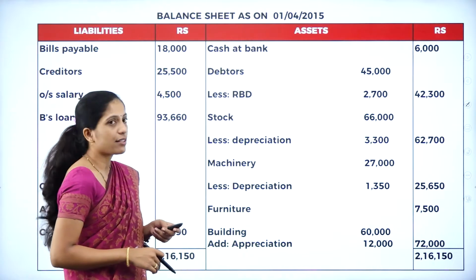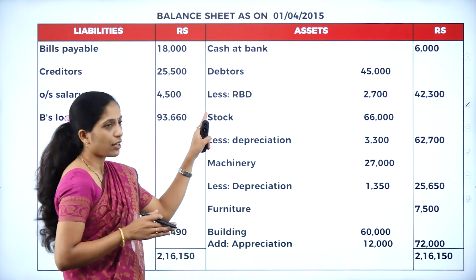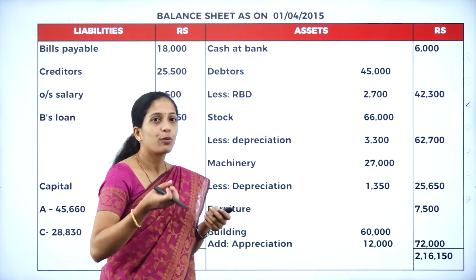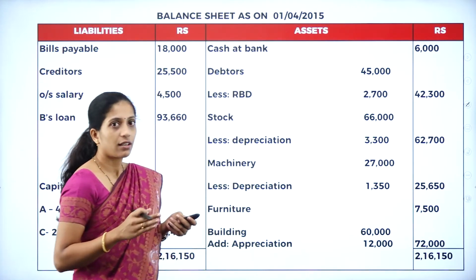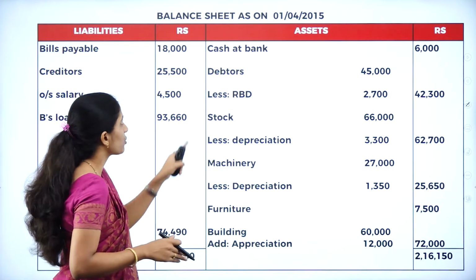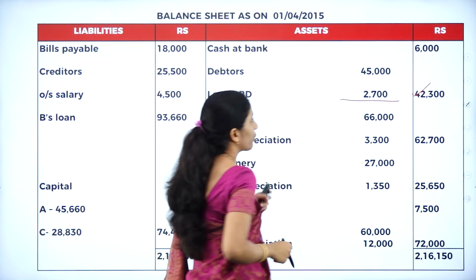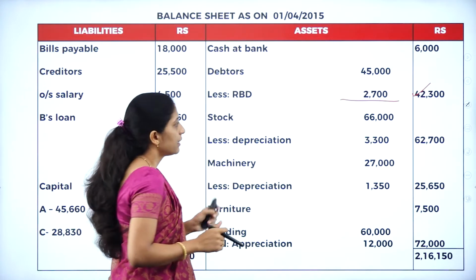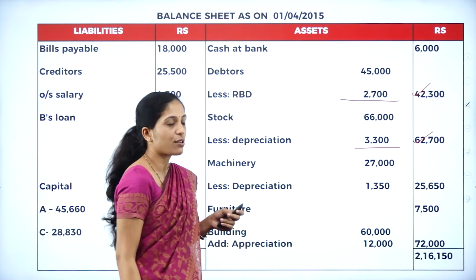Now come to the balance sheet. So the balance sheet remains the same. You will record cash at bank. Your cash at bank does not differ because there is no entry of a new partner, right? So your cash at bank will remain as that of the old balance sheet, and debtors. There is a reserve, so deduct that, you will get 42,300. In the same way, stock 66,000. There was a depreciation, so deduct that depreciation, you will get 62,700.